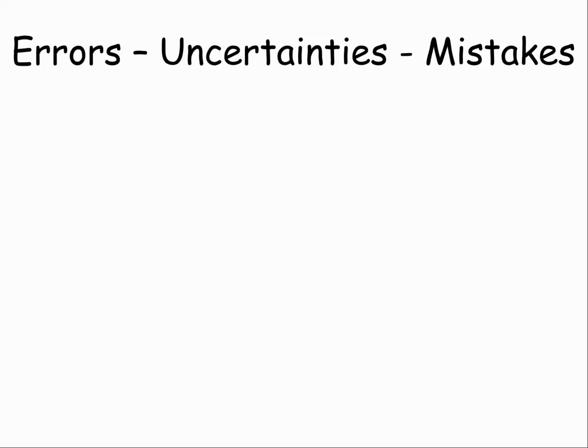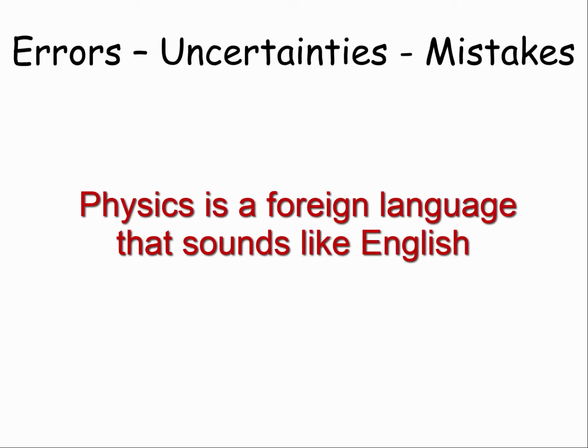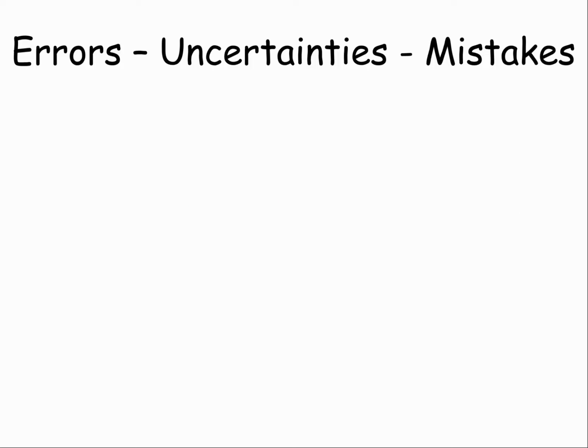Errors, uncertainties, and mistakes. This is our first example of something called Physics is a Foreign Language that Sounds like English. Errors, uncertainties, and mistakes are all terms that you might use in everyday language, but they have very specific meanings in science.